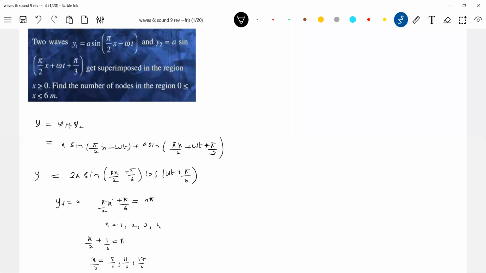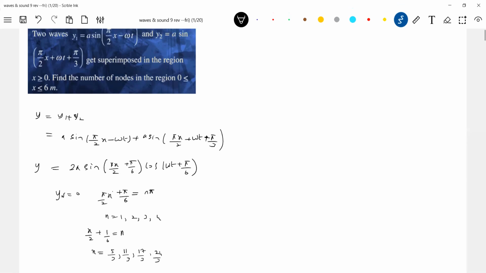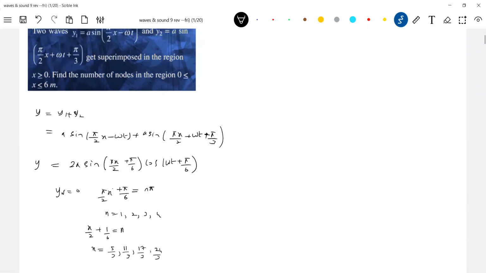X by 2, it is... or directly the value of x, I'll write it. Next will be 24 minus 1. Okay, yeah, these are the positions. So between 0 to 6 meter, how many nodes can I locate? No need of next values. This will be 6 meter, no? I think only these will lie between 0 to 6 meters. So 3 nodes will be there between 0 and 6 meter.